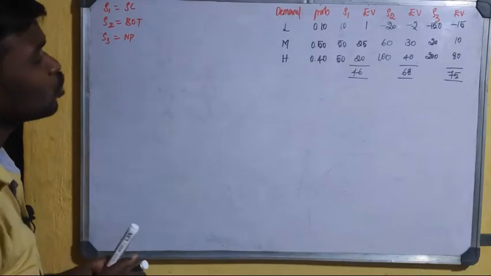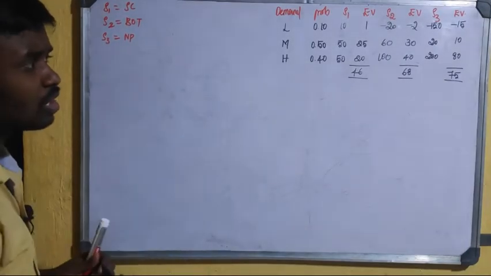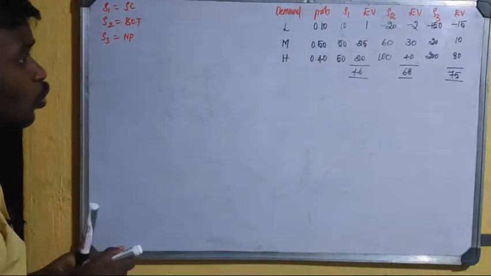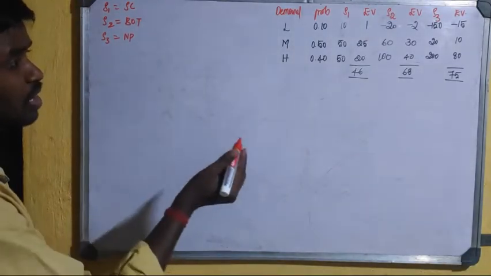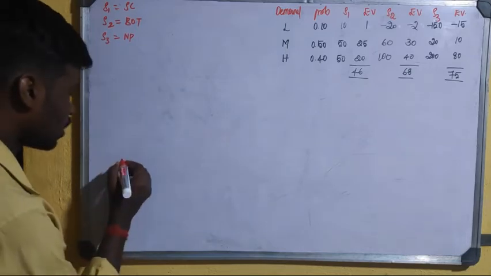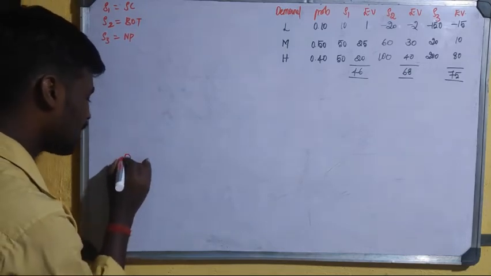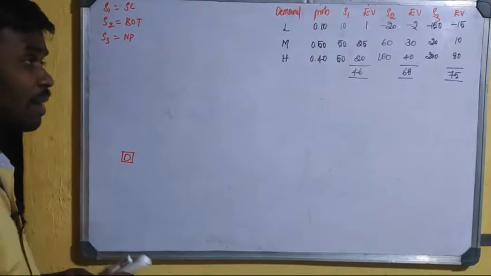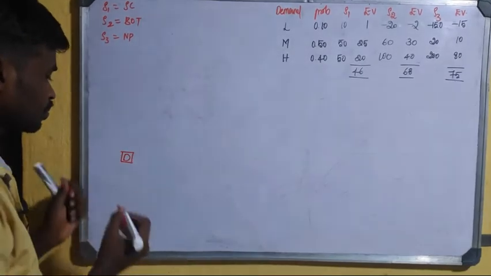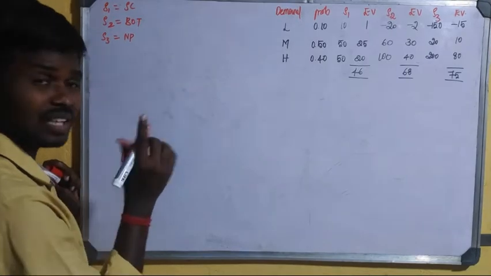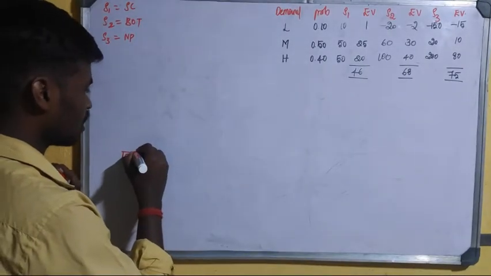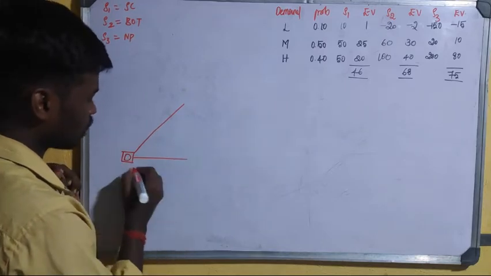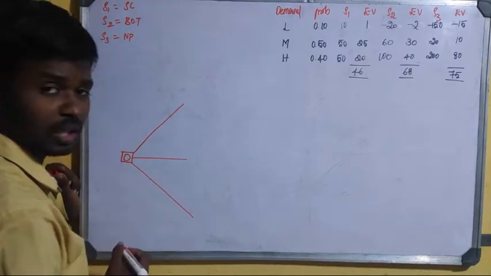Now we have to represent all the information using a tree structure. See how to represent the information in the tree structure: I am going to take the demand situation first. This demand situation affects the three alternatives, that is alternative 1, alternative 2 and alternative 3, right?